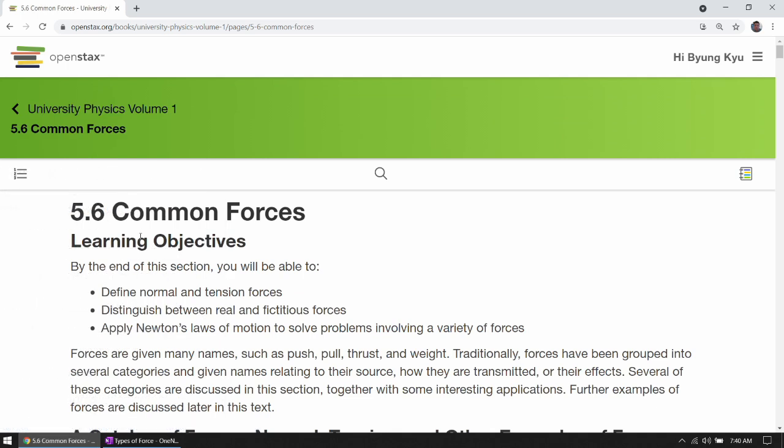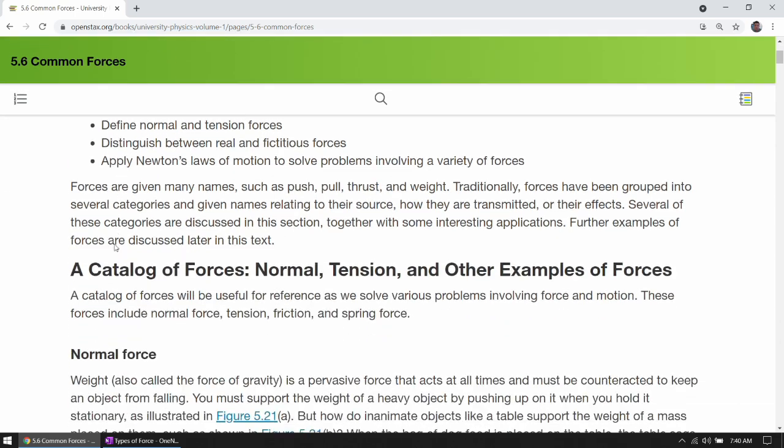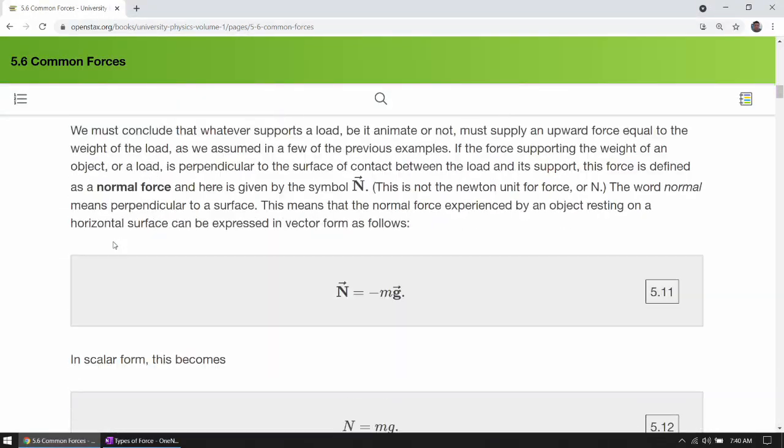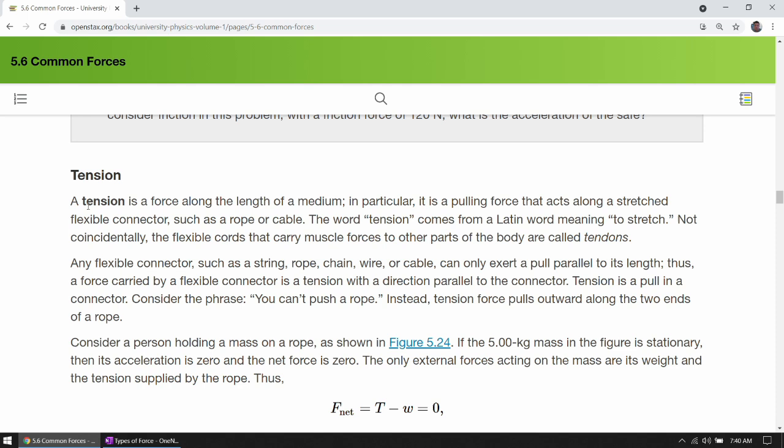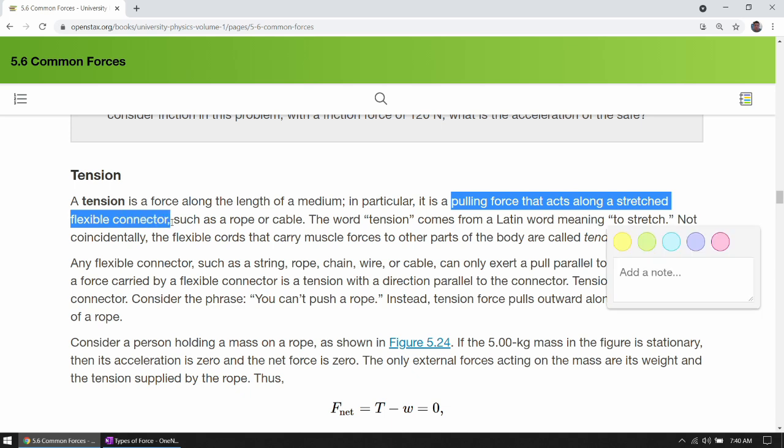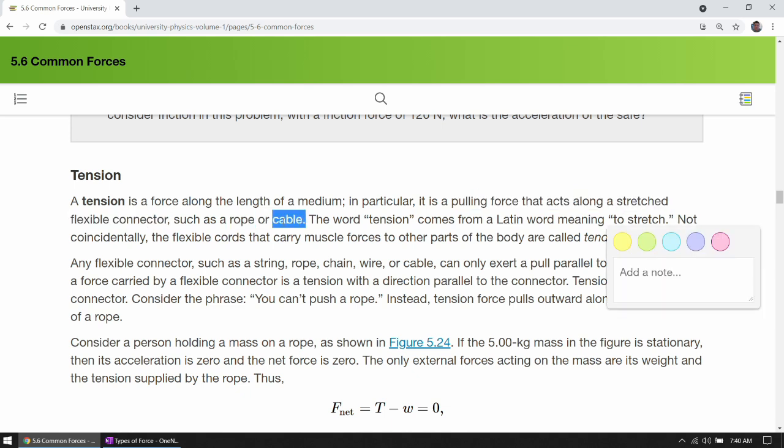Although they are somewhat related to each other, I think it's important that we treat them as separate. So the first of those remaining contact forces that your textbook will mention is the tension force. Tension force is, as your textbook says, a pulling force that acts along a stretched, flexible connector, a rope or cable or string, or sometimes maybe even a spring, although spring force is the second force that we will treat separately.